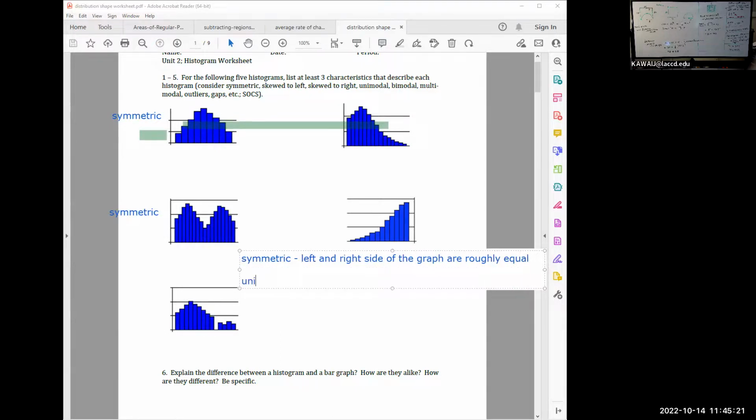Now, unimodal means that there's only one peak. Bimodal means that there are two peaks. They don't have to be equal in size. Multimodal has more than one peak. Okay. So figure out which ones of here are unimodal, which ones are bimodal.